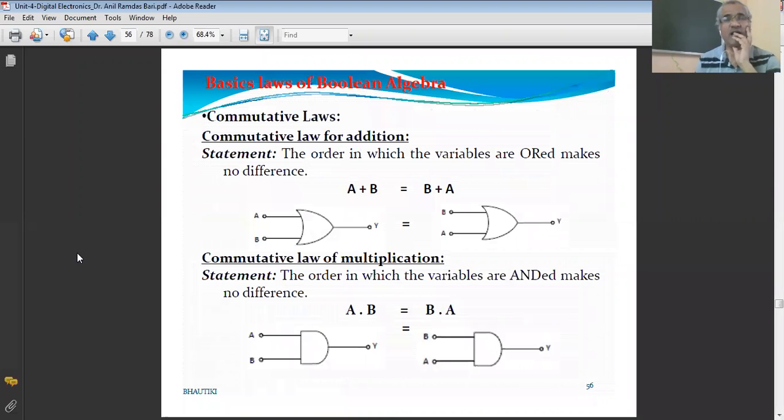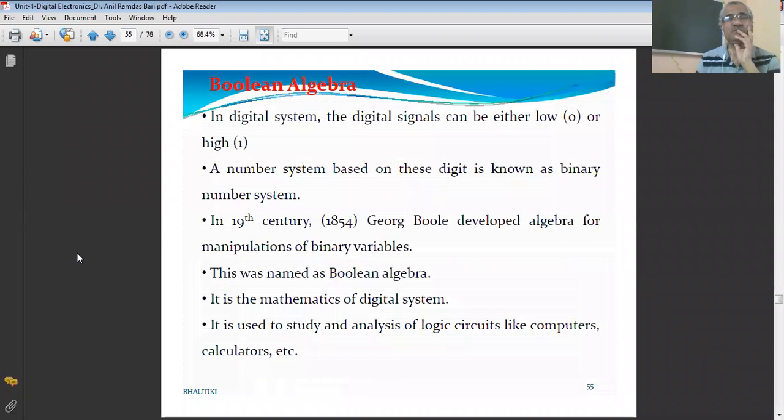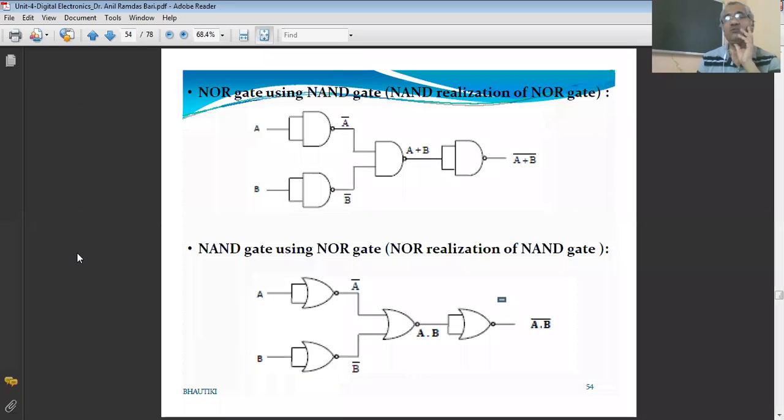So this is all about the basic logic gates.